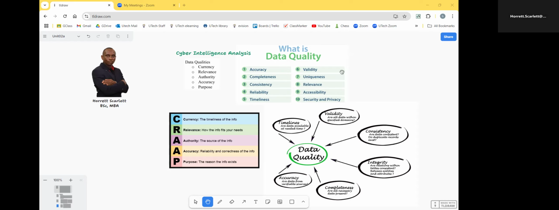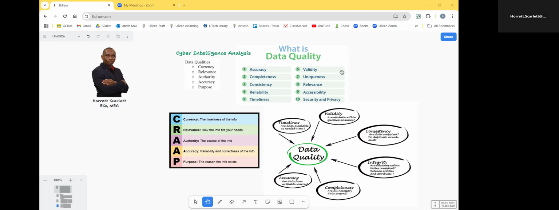But if we have a look at the list here, we realize that there are several more things that we could target whenever we are looking at data. For example, the completeness of the data. Does it have all the elements that we need so that we can actually make a good decision? And that talks about completeness.